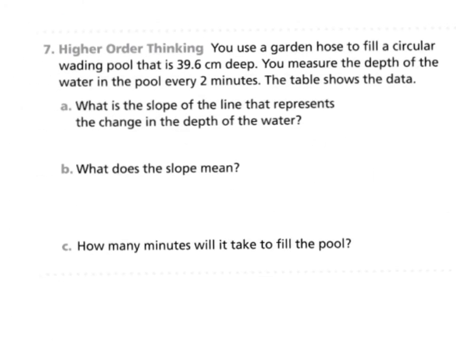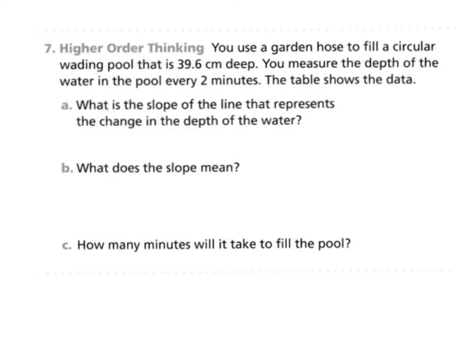Number 7, you use a garden hose to fill a circular wading pool that is 39.6 centimeters deep. You measure the depth of the water every 2 minutes. The table shows the data. What is the slope of the line? And what does the slope mean? And how many minutes will it take to fill the pool?